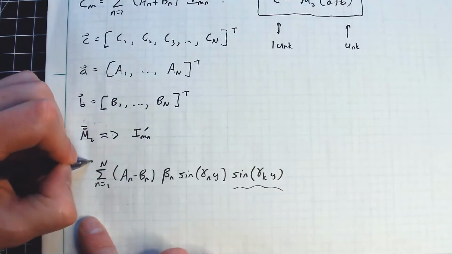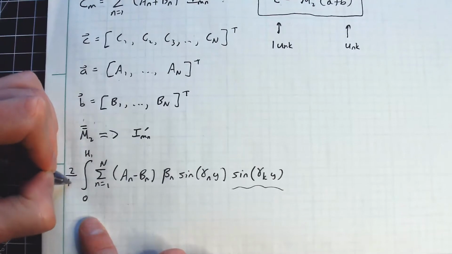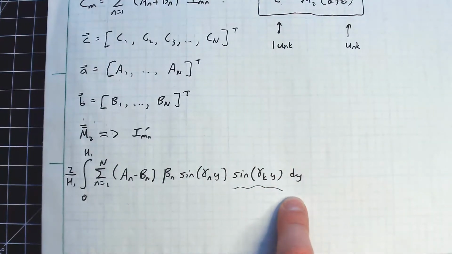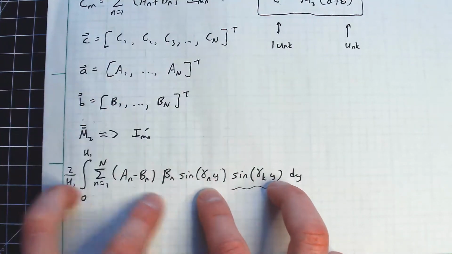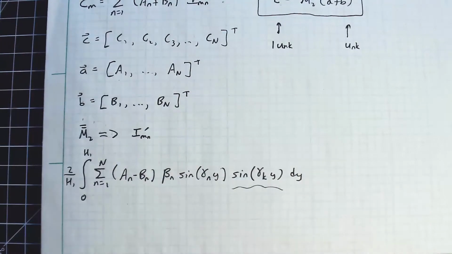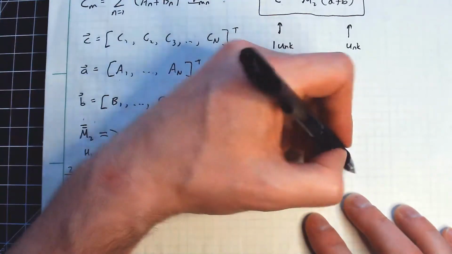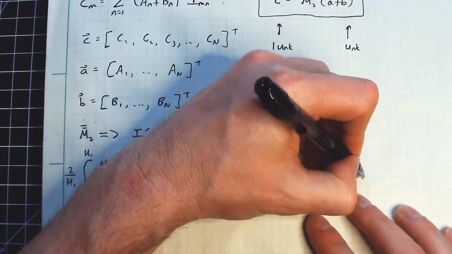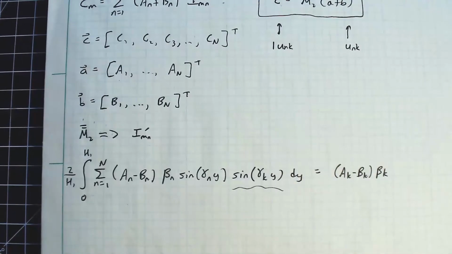And then we're going to do the integration from 0 to h1 of 2 over h1 dy. And you can see what's going to happen is this integral is going to come over here. All these terms factor out, and I'm going to get that delta function again. So that is going to evaluate to a sub k minus b sub k times beta sub k. So that orthogonality turned this summation into just the kth term, which I plucked out.